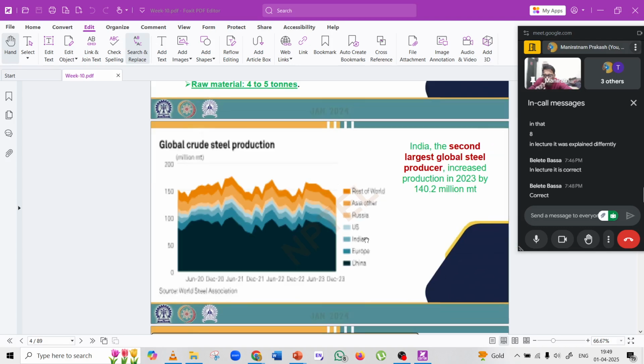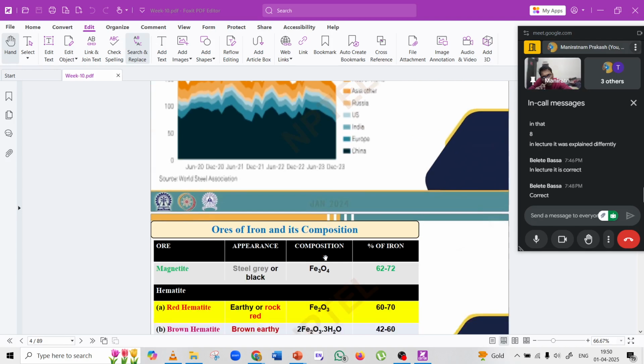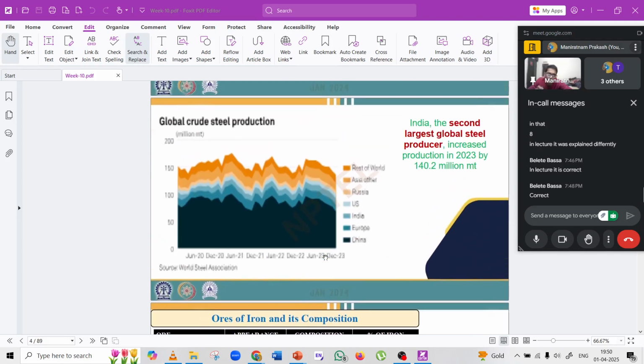Here, the black one is the largest, which is China. Then the second one is Europe. The huge amount is from China. Then look also at India. Europe is not a country; Europe is a collection of countries. That is the reason for the large amount in this diagram. So when you listen to the lecture, the sir has told US is first, India is second, Europe is third, China is fourth.